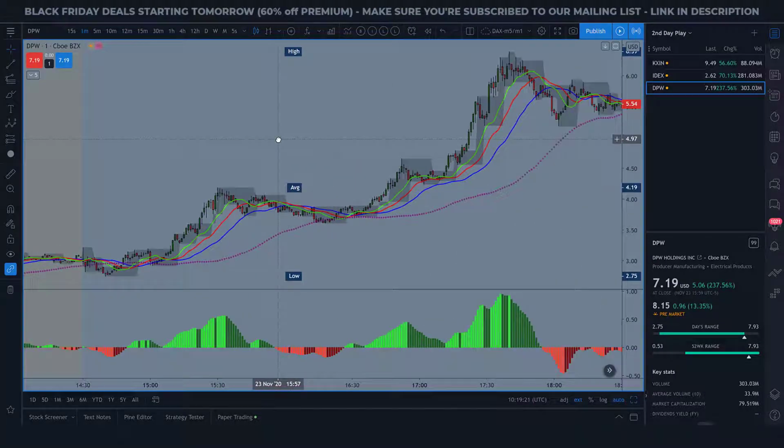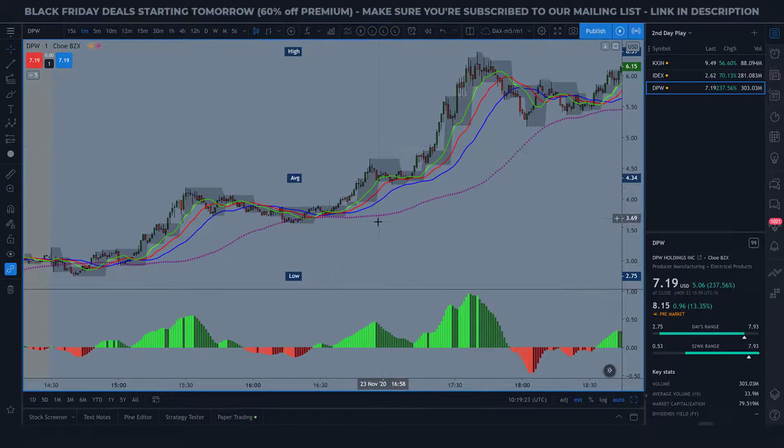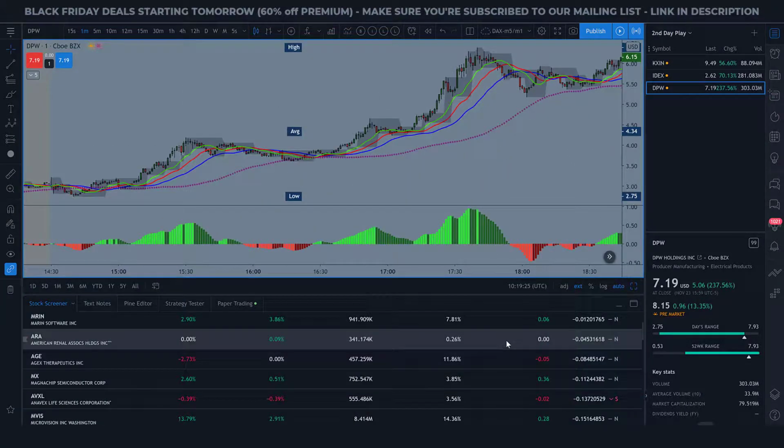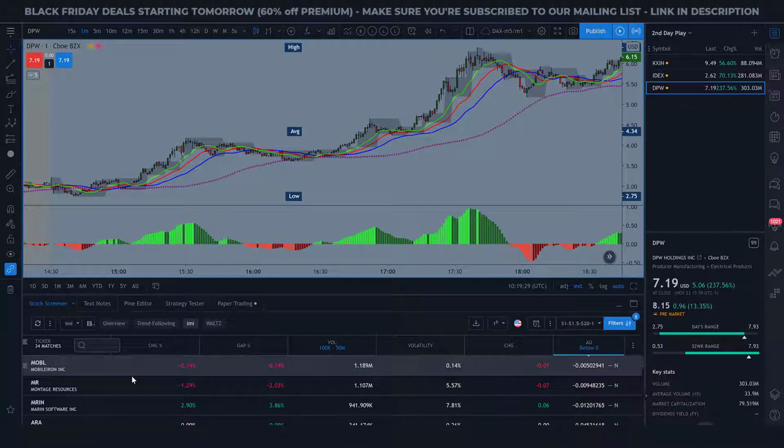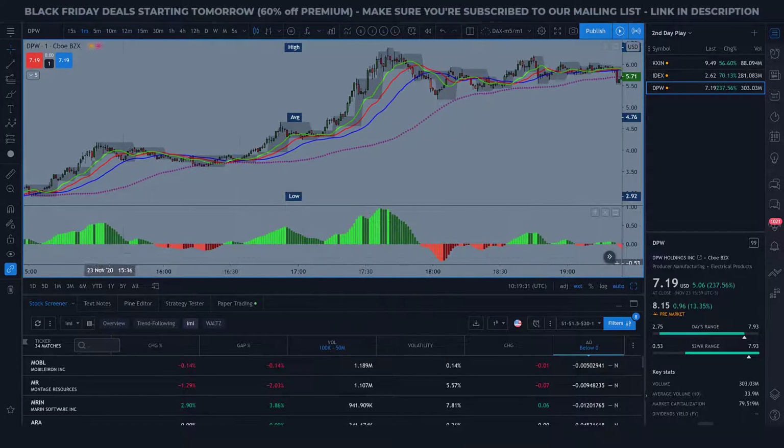So yeah, that's it. Shall we do that scanner thing, our normal scanner? I think we have mostly the same stocks.